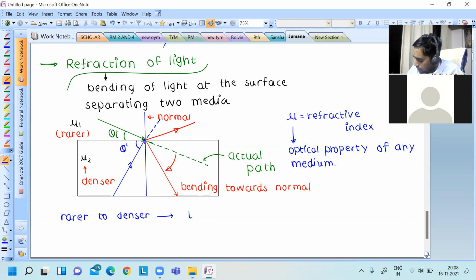So does speed affect it? Of course, dear, speed and wavelength are both affected. That we will see.